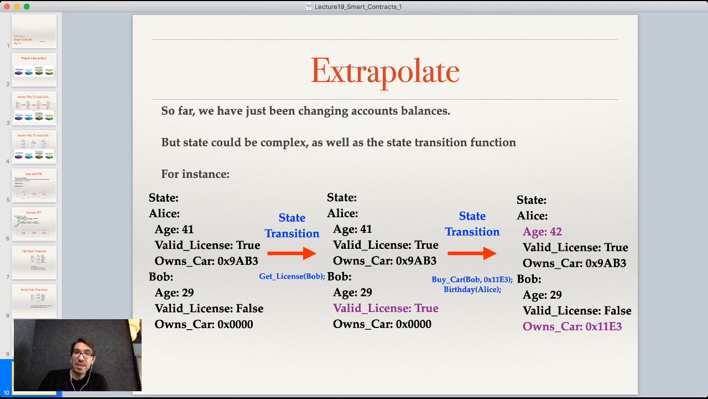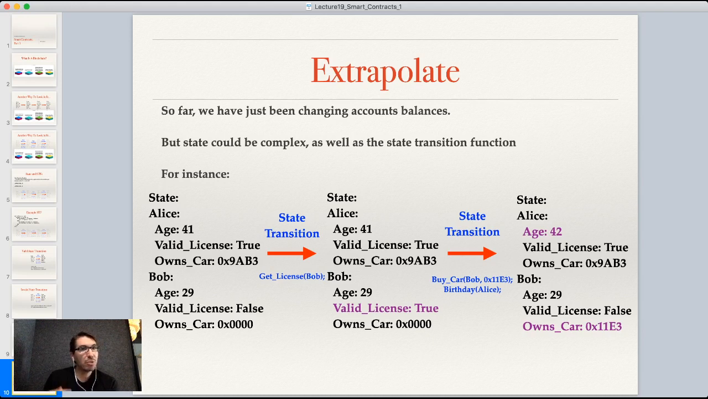But we have a state transition that Bob gets his license. So, get license Bob. Now we can see the new state after this block. Bob has a valid license. Valid license is true. We have another state transition where Alice has a birthday, so she turns 42. The reason you'd want to keep track of age is because car insurance companies give you different rates based on your age. So she's now 42. Maybe that means she has a lower rate. Whereas Bob buys a car, which is identified by 0X11E3. So now Bob has a car.